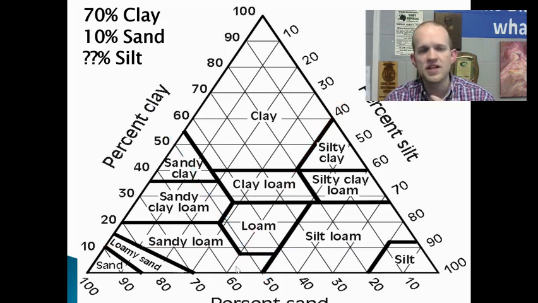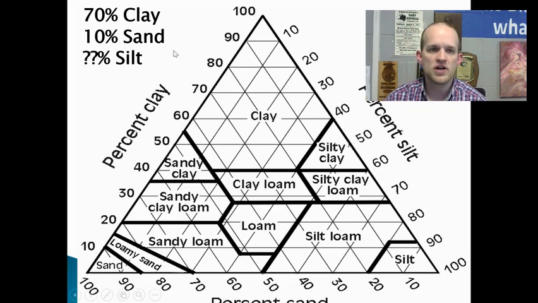You look at the problem in the left-hand corner, and it says 70% clay, 10% sand. So what is my percent silt? Well, I'm going to have to add that up, and we know it should equal 100. So 70 for clay and 10% sand, if I add those together, I get 80%. So what's left? Well, silt needs to be 20%. Hopefully you can figure that out, okay?